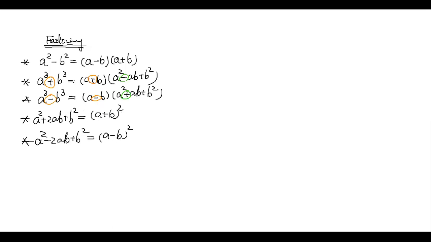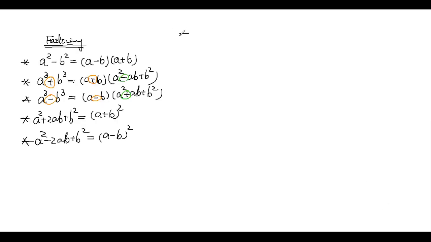Okay, now let's take a look at problem number 3. Part A says 4x squared minus 25. You see this is something squared minus something squared, so you will probably use the first formula. I need to change that to a squared minus b squared.